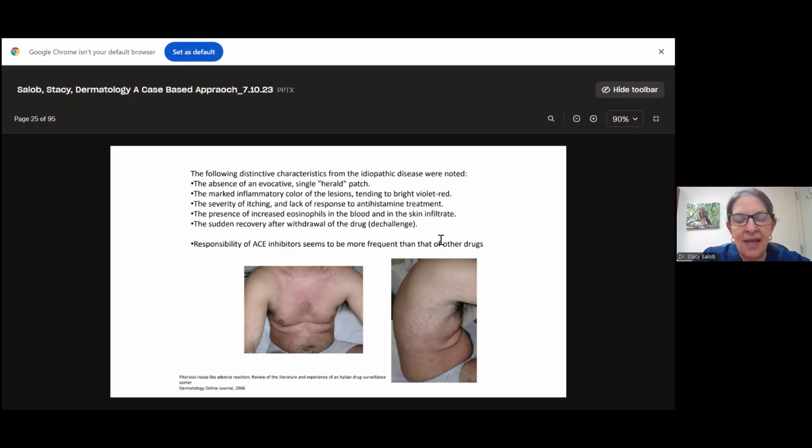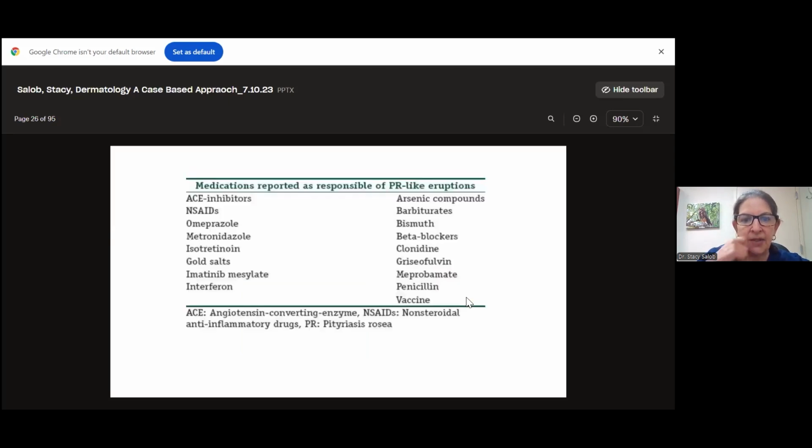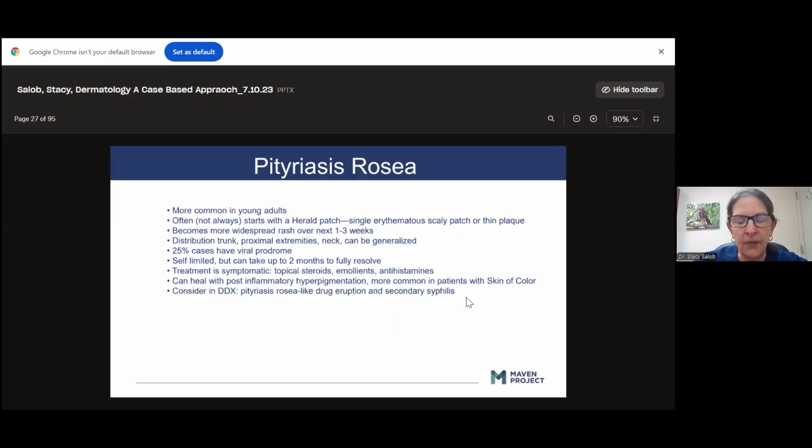And they get better a little faster if you take away their medications. ACE inhibitors seem to be the most common, but it's been reported with so many different medications: various antibiotics, NSAIDs, omeprazole, even vaccines. So it is something to at least think about. And if you're suspicious about a drug rash and you're able to stop what they're using, then you do better.